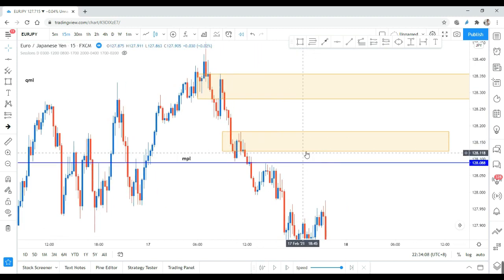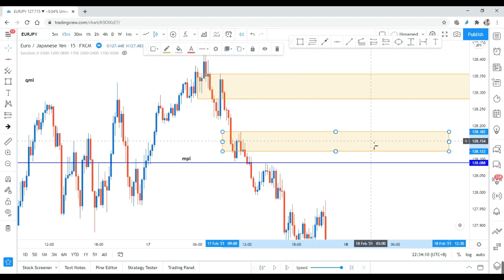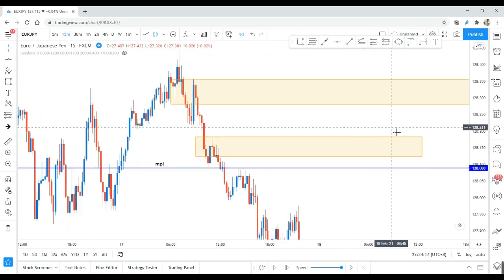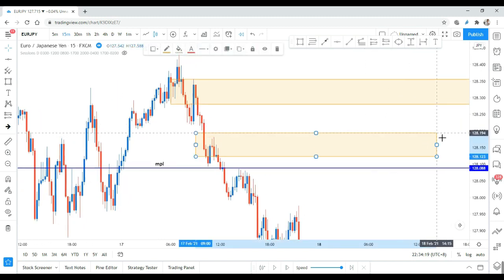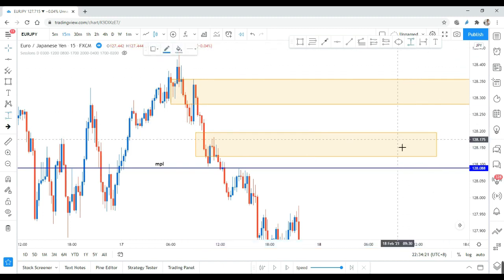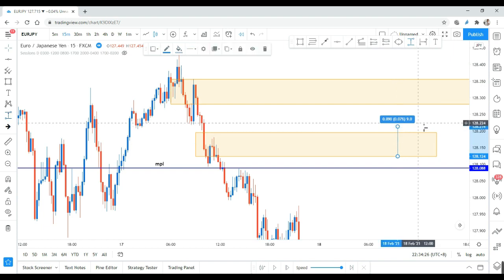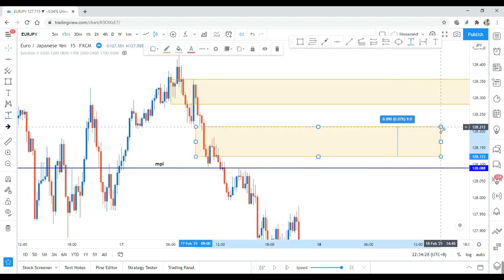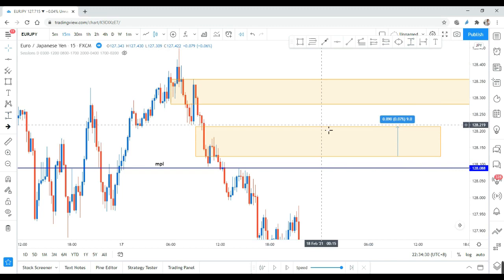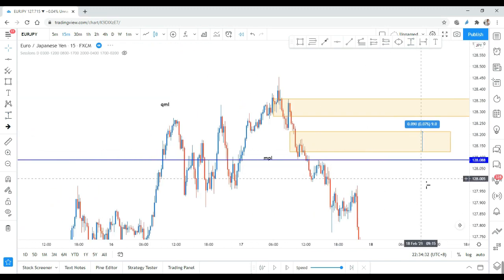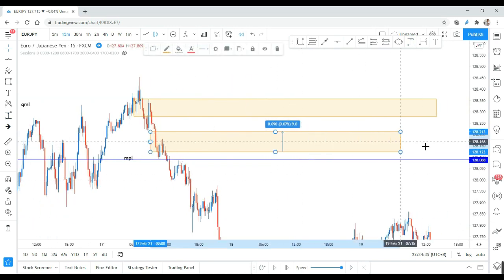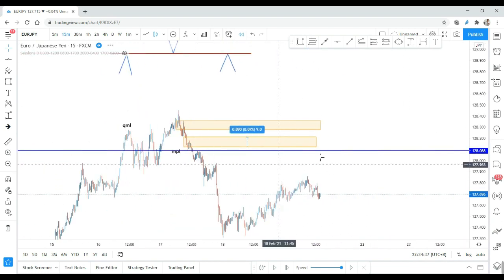Entry zone, and then 6 pips stop loss. It depends on you. For Euro JPY, I usually go a bit higher due to the spread, maybe around 9 pips. If 9 pips is a lot, then I advise you better not to trade. So this will be my entry zone. Hopefully this video will help you guys.